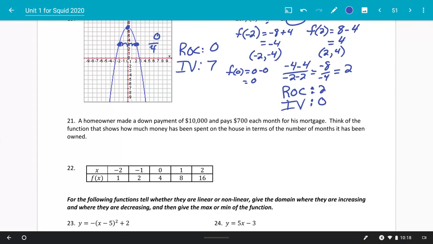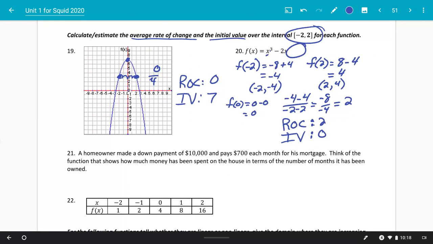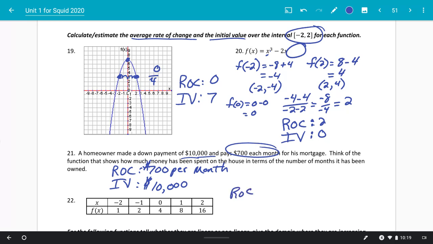Number 21, I'm still finding my rate of change and my initial value. That's the question here. A homeowner made a down payment of $10,000 and pays $700 each month for his mortgage. Think about the function. It shows how much money has been spent in terms of house and months. Well, my rate of change is $700 per month, and my initial value was the $10,000 down payment. Okay, that was easy.